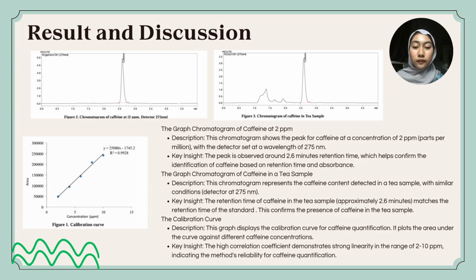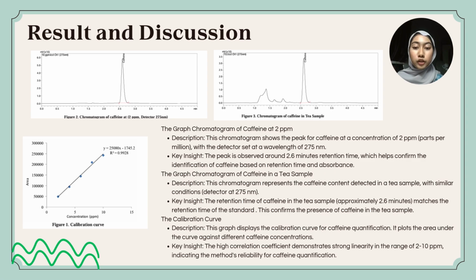The peak is observed around 2.6 minutes retention time, which helps confirm the identification of caffeine based on retention time and absorbance. Second one is the chromatogram graph of caffeine in a tea sample. This chromatogram represents the caffeine content detected in a tea sample with similar conditions, detected at 275 nanometer. The retention time of caffeine in the tea sample, approximately 2.6 minutes, matches the retention time of the standard. This confirms the presence of caffeine in the tea sample.